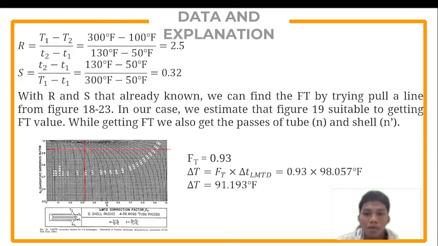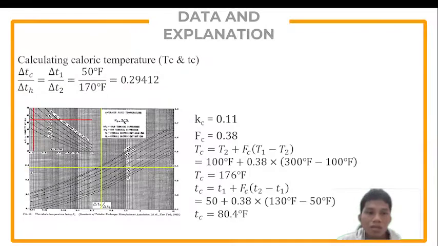We get FT from figure 19 because it is suitable for our case. Then we get FT is 0.93. And from this figure, we also get the passes of shell and tube, and we get 2 passes for the shell and 4 passes for the tube. After that, we calculate the delta T and get delta T is 91.193 degrees Fahrenheit. Next, we calculate the caloric temperature.